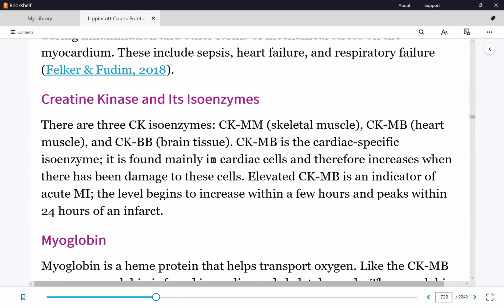So yes, technically CK is cardiac specific. However, is it reliable? No, not as reliable because again, it fades away pretty quickly. It begins to rise within a few hours, but it peaks within 24 hours.